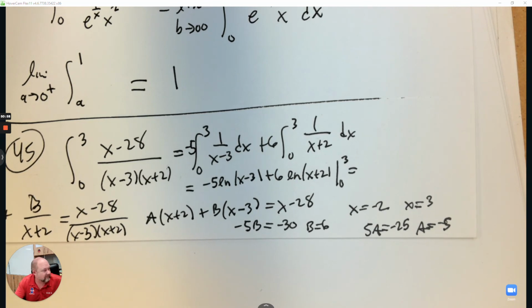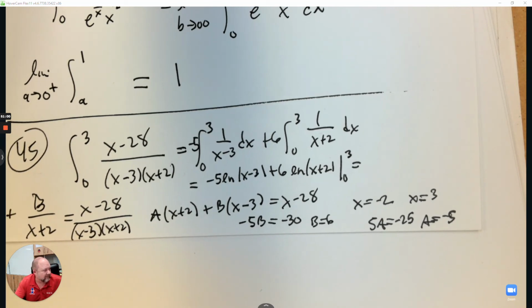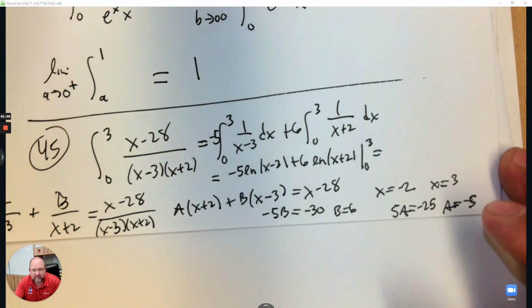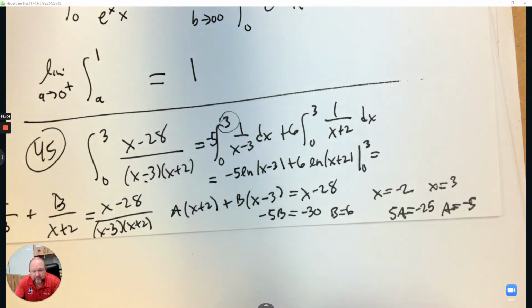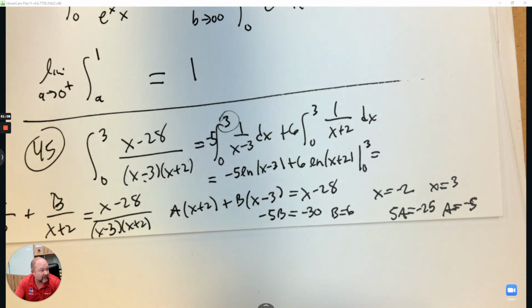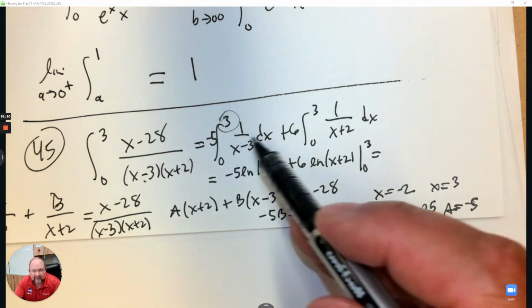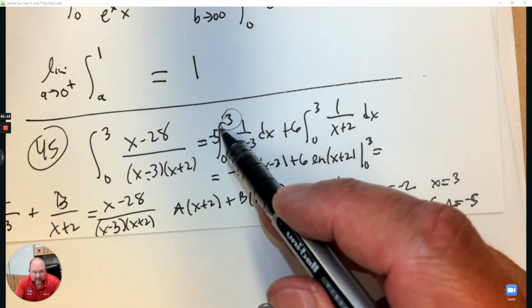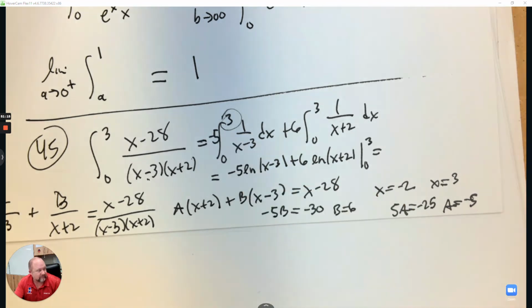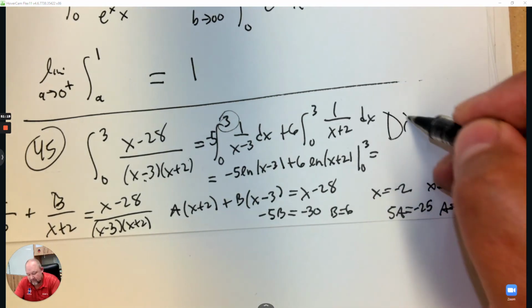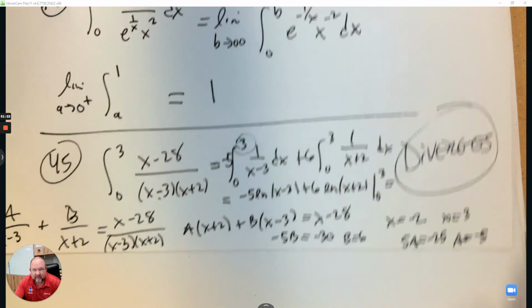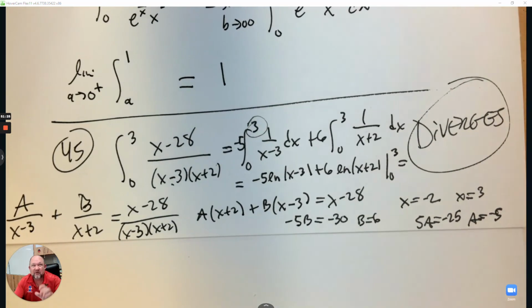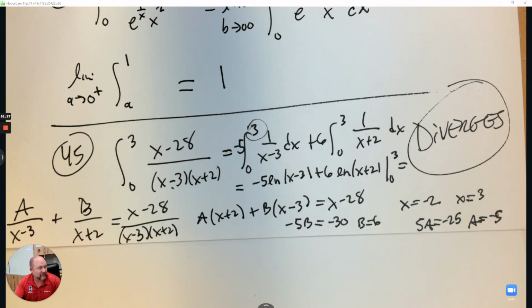Oh no. Are you kidding me? Do you know what I did wrong? So notice that 3 is improper because it makes it undefined. So I need to set it up not only with a and b, but also as a limit as it approaches it, and so on. Well, that's the bell. That means I'm just going to give you the answer. This whole thing diverges because of it. I'm done.